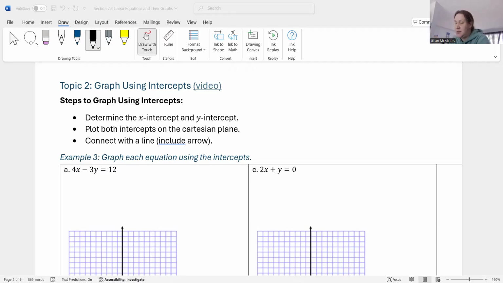Please know that this is pretty exclusive to just linear equations or linear functions in two variables. So don't think this is a method that can be spread out across other types of graphs.